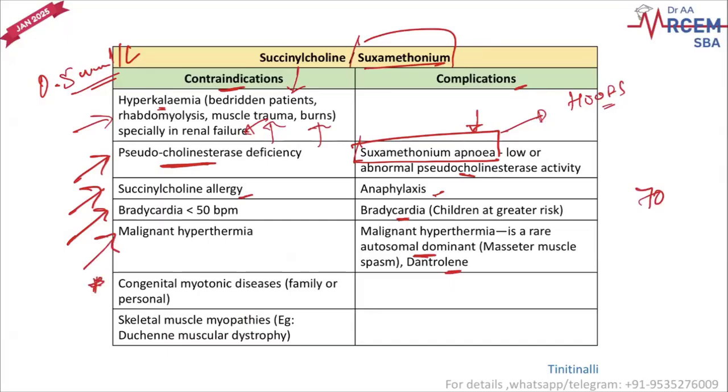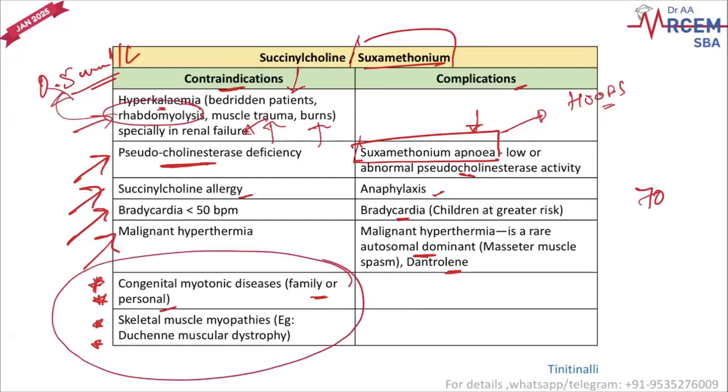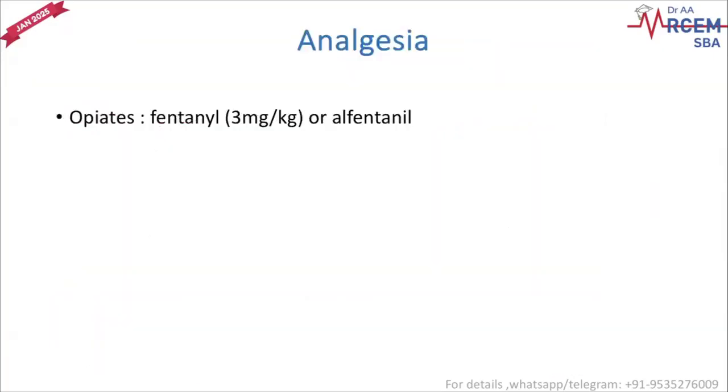These two are important: congenital myotonic disorders, familial or personal. It is only that the patient remembers, or family-related congenital myotonic diseases if present, or skeletal muscle myopathies like Duchenne muscular dystrophy. If you're suspecting any of these muscular disorders, do not give it because it causes severe rhabdomyolysis, resulting in hyperkalemia and arrhythmia. That's why this has been extensively tested in the exam. You need to be aware of it.